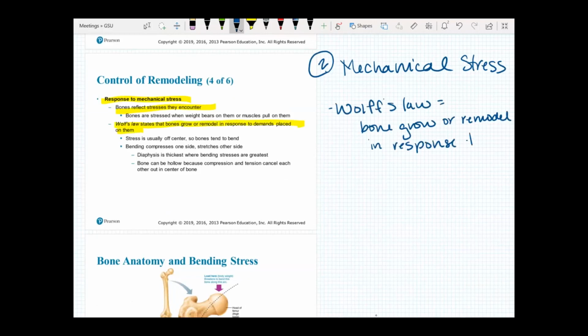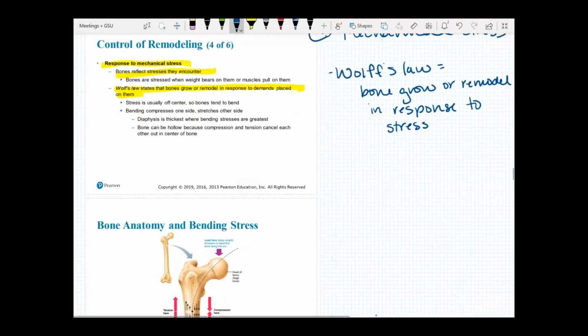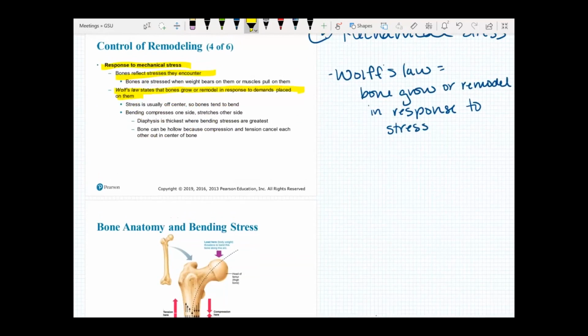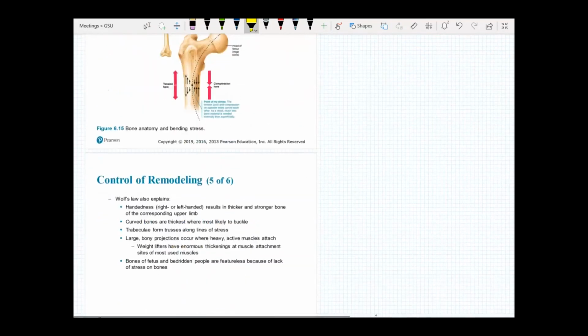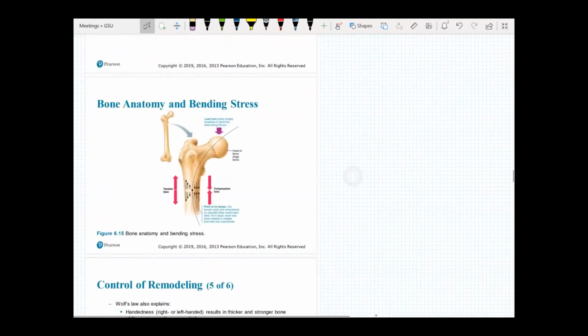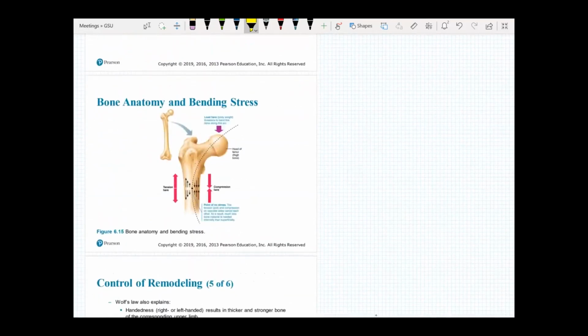So it will affect whatever affects it, it will actually change the bone itself. Some examples of Wolff's law: stress will tend to bend bones, and they will actually compress on one side. This is a very interesting part right here. When we said that they will actually bend, this is the natural point of tension.